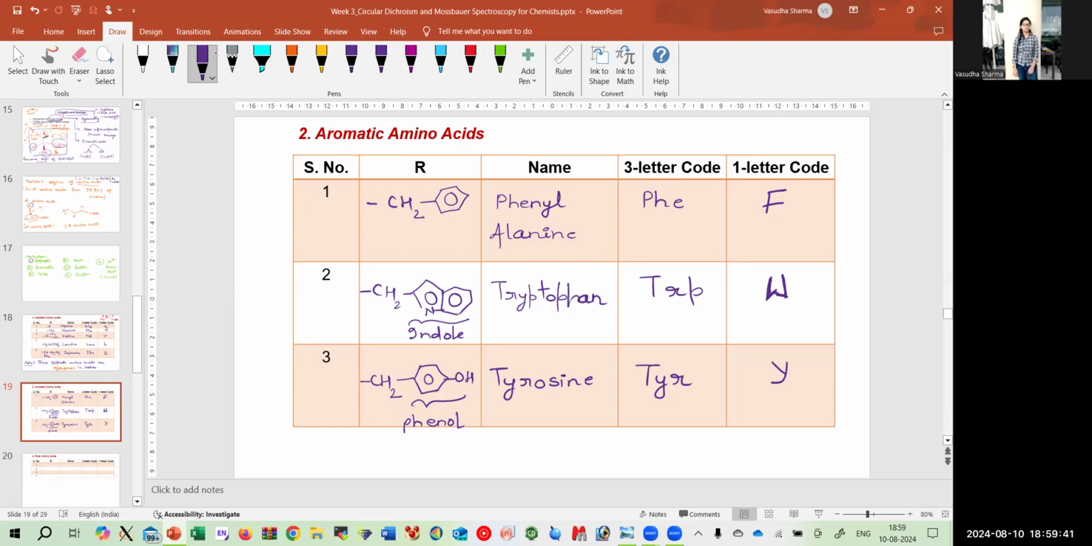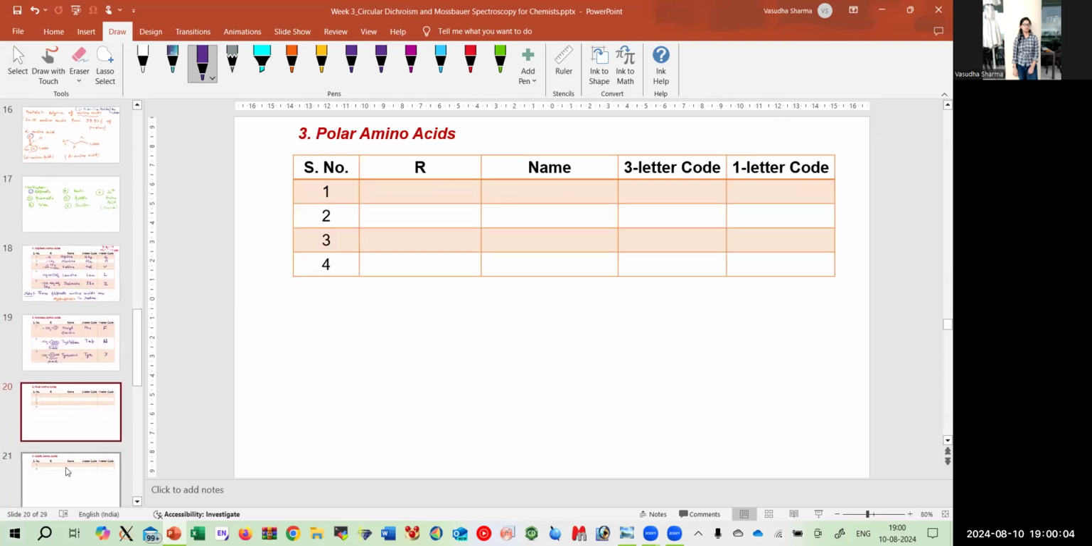So none of these have their starting letter as the code. Be very careful. F for phenylalanine, W for TRP, and Y for TYR. So please be very careful. This is the second classification, which is aromatic. Now we are moving to the third one.